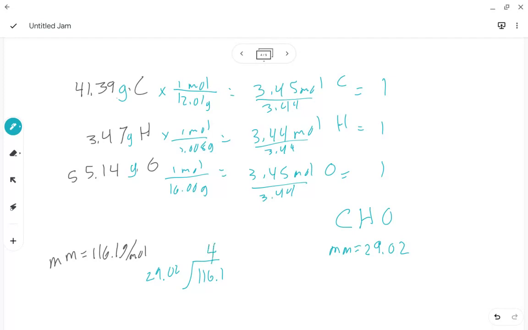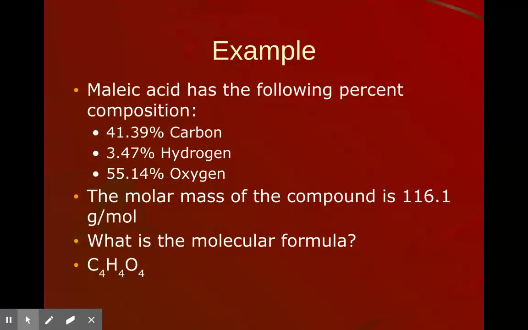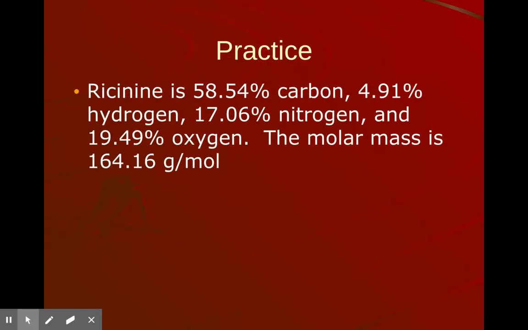So CHO is our empirical formula, but the molecular formula is going to be 4 times as heavy. So it's going to be C4H4O4, which is our molecular formula. C4H4O4. Right? So I've got one more for you to practice. Pause this video right now and see if you can work this problem out.